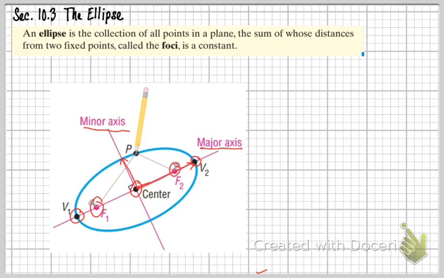So we're going to have to find the major axis, minor axis, the vertices, the foci, and the center. That means we'll have to know these distances as well. And we'll get those. Actually, those are very easy to see once we set these equations up in the right form.